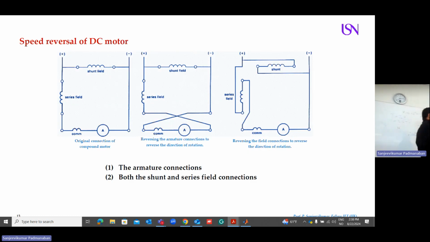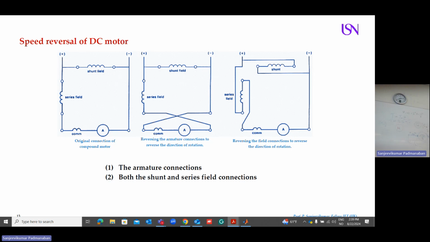Now, how to reverse the speed of your DC machine? I am running in clockwise direction. I want to change it to anti-clockwise direction. How to do that? DC is very easy because you have plus and minus. Change the polarity. For example, if the machine is running in clockwise, when I connect positive to positive, negative to negative, I want to change into the opposite direction, anti-clockwise direction. Connect negative to the positive, positive to the negative.